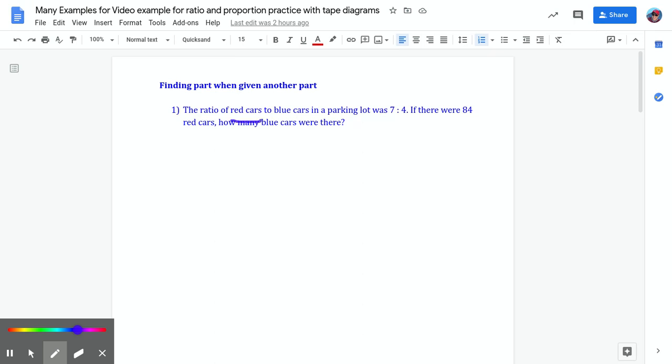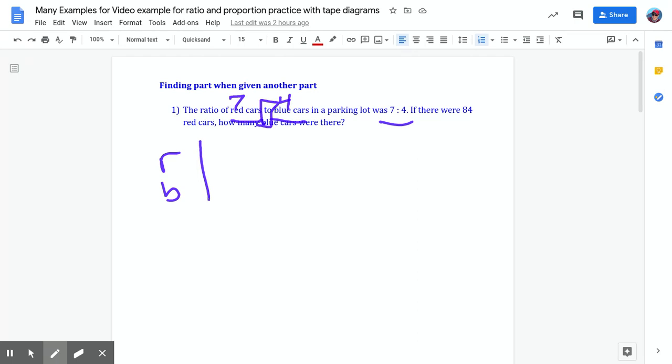Well, I like to underline red, put a box around blue. 7 to 4: 7 is first, 4 is second, so red is 7 and blue is 4. That's our original ratio, what we set up with our tape diagram. So I have red and I have blue, and I like to make this little line so my bars, my tapes, are lined up. That's not perfect, but it's close enough.